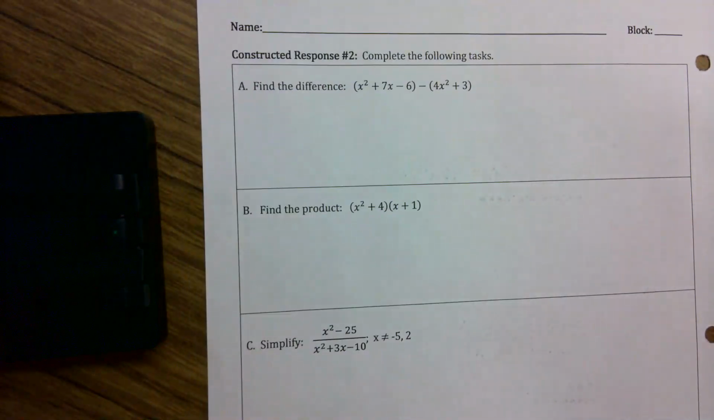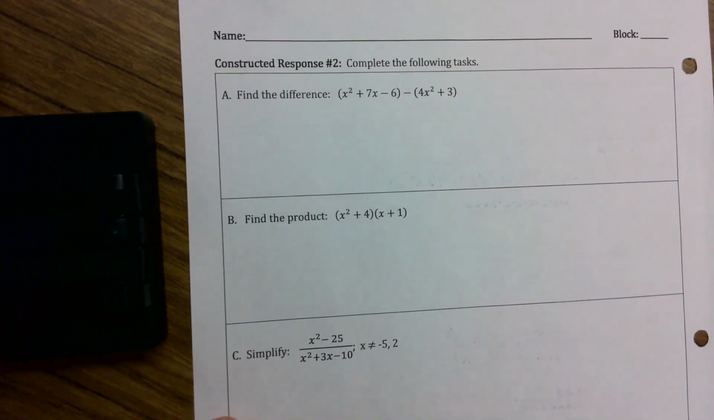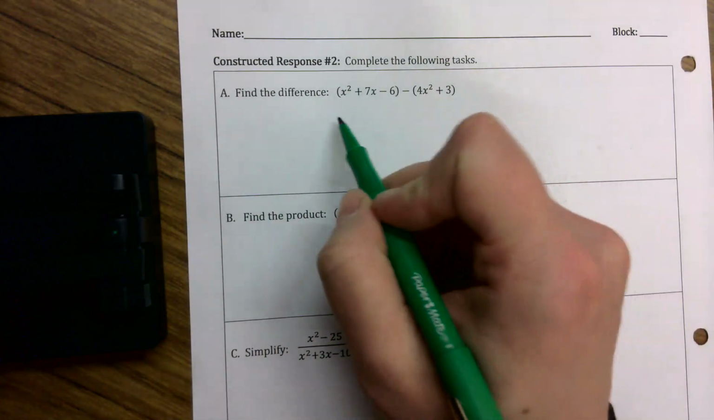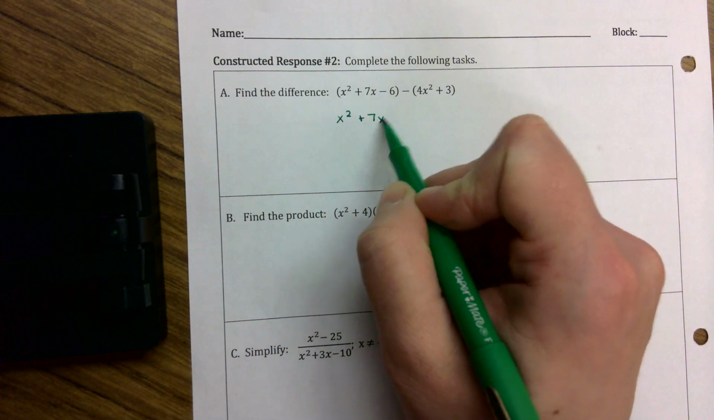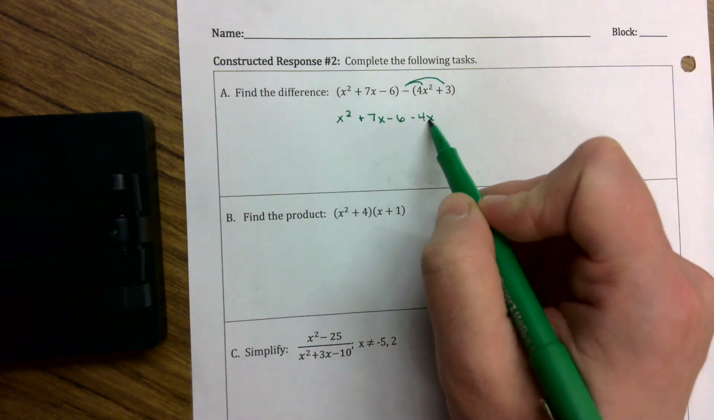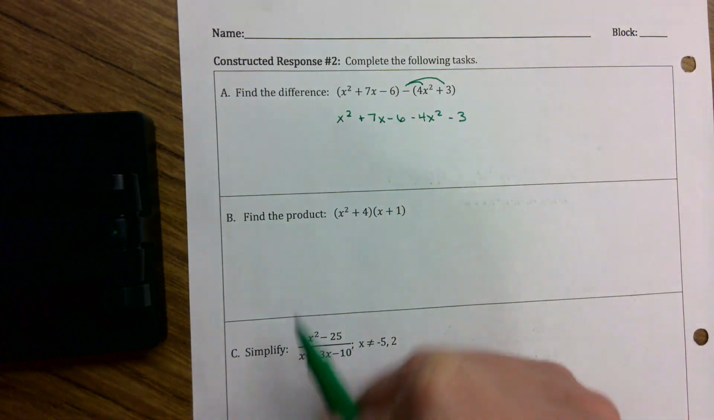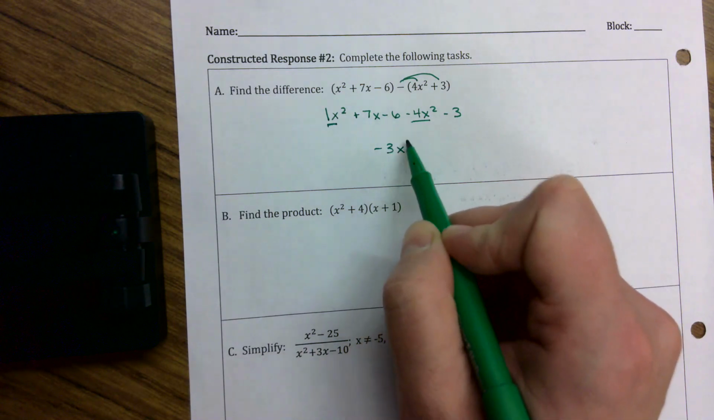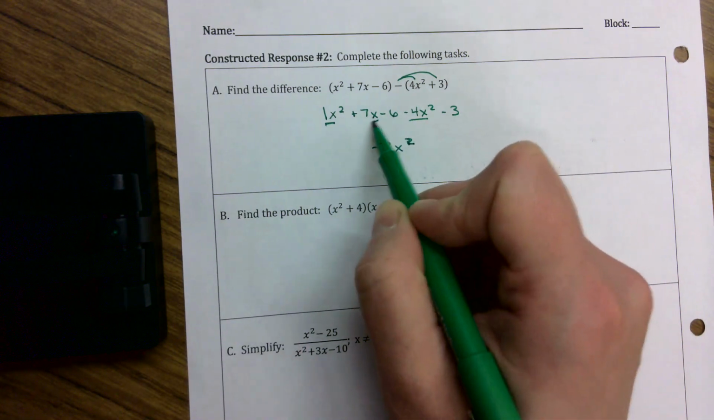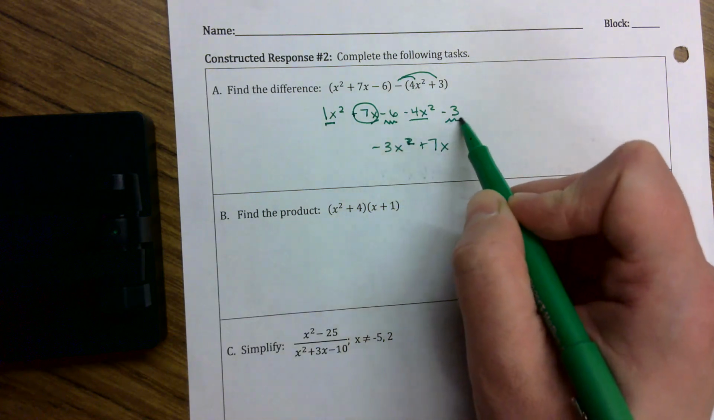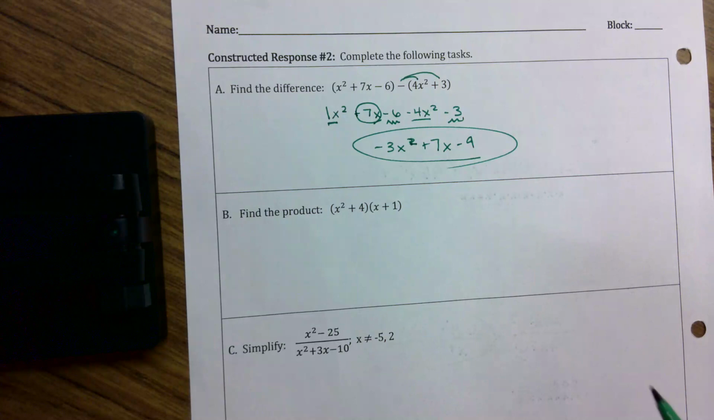On the back, this is your second open-ended question. All the questions on your midterm are going to be multiple choice except for these two. Part A says to find the difference. So this quantity, nothing's really happening to it, so we can remove the parentheses. But for this one, I'm subtracting each term. Technically, this is a 1, so a 1x squared and a negative 4x squared is negative 3x squared. Here, a 7x, nothing else. And a minus 6 and a minus 3 is a minus 9.